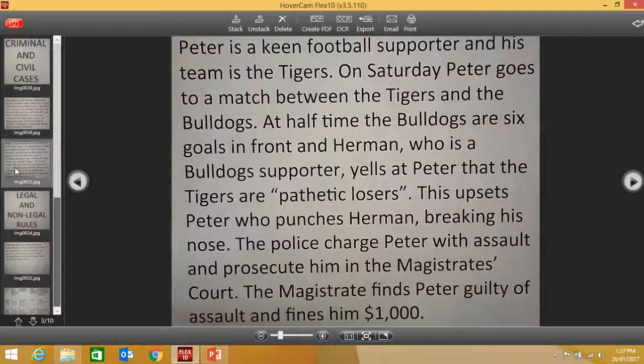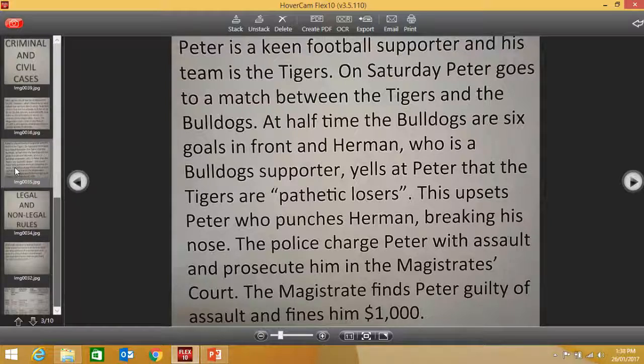Peter is a keen football supporter and his team is the Tigers. On Saturday, Peter goes to a match between the Tigers and the Bulldogs. At half-time, the Bulldogs are 6 goals in front and Herman, who is a Bulldog supporter, yells at Peter that the Tigers are pathetic losers. This upsets Peter, who punches Herman, breaking his nose. The police charge Peter with assault and prosecute him in the magistrate's court. The magistrate finds Peter guilty of assault and fines him $1,000.